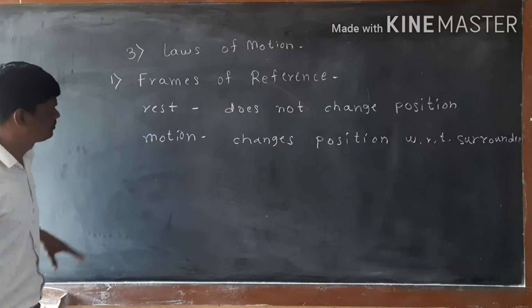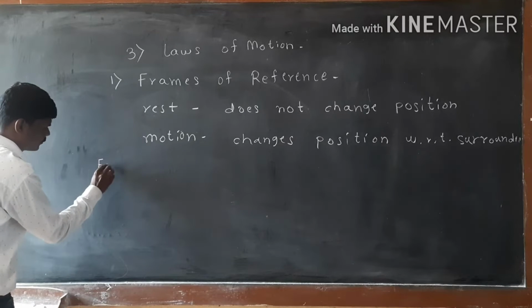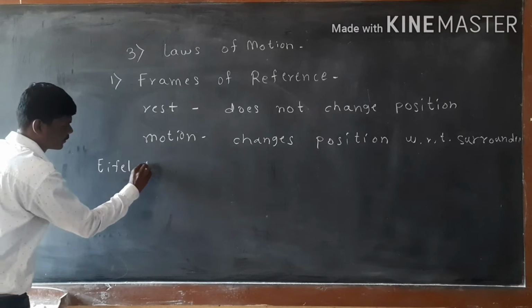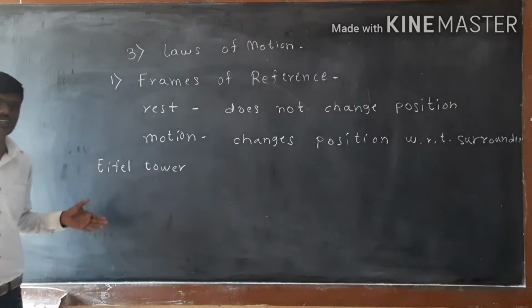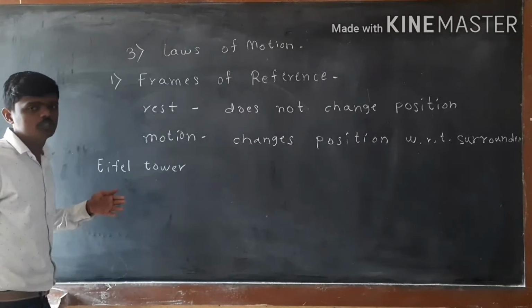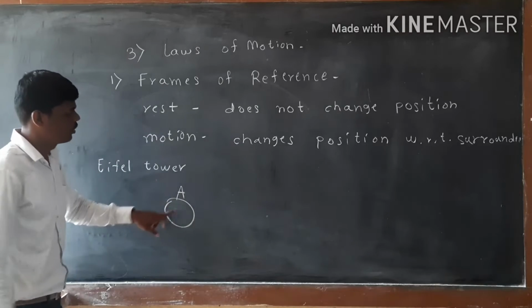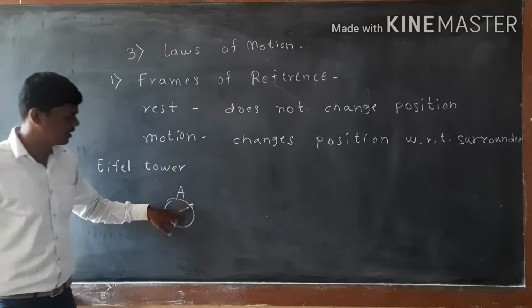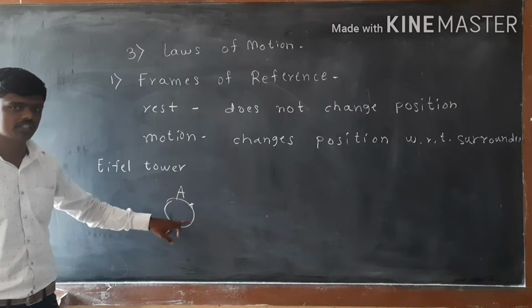Now let's consider the Eiffel Tower. The Eiffel Tower appears to be at rest. In which frame? In the Earth frame, for an observer on Earth. This is Earth, this is the Eiffel Tower. So an observer X on Earth will observe the Eiffel Tower is at rest according to this surrounding, the Earth.